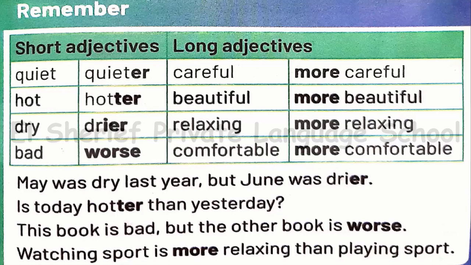May was dry last year, but June was drier. Here I am comparing between 2 things or 2 months. They are May and June, and the adjective is dry, so I must put er. Now let's move on to the next example. Is today hotter than yesterday? So I am comparing between 2 things or 2 days, yesterday and today, and the adjective is hot, so we add er, but we must double the letter T, and then we put than.